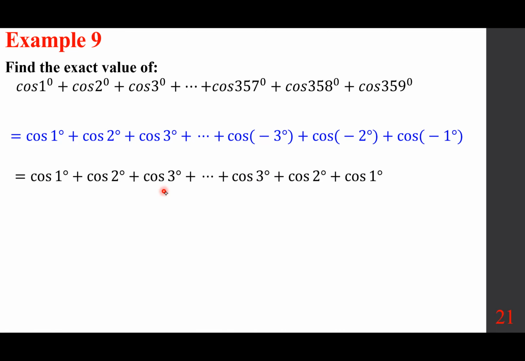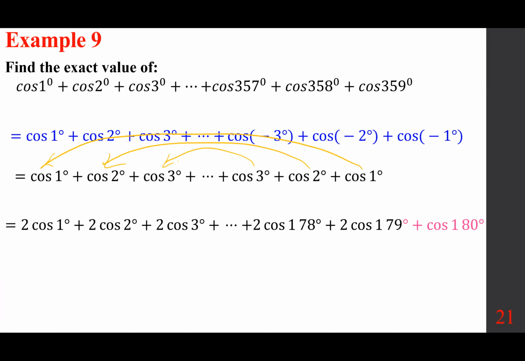And so what we can do, we can write them in the following manner. We have, so let me just put them together maybe. So we have 2 of these, 2 of these, 2 of this. So what happens? We write 2 cosine 1, 2 cosine 2, 2 cosine 3, all the way to what number? 2 cosine of 179 and 1 cosine of 180, because 180 is right smack in between, we don't have 2 of them. Okay.